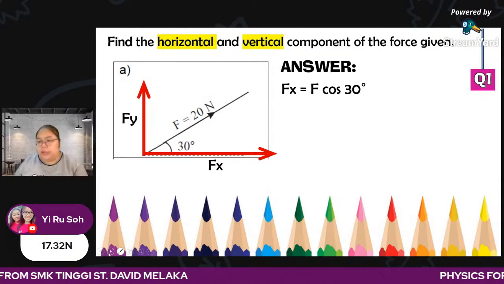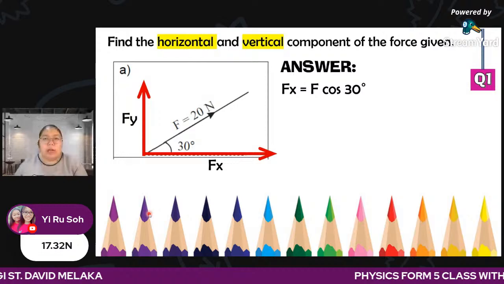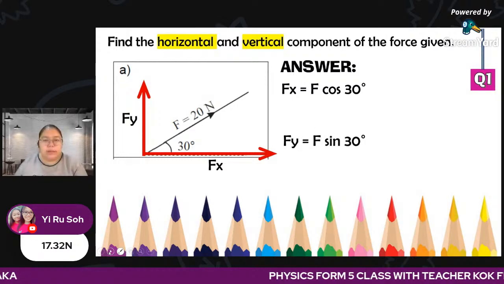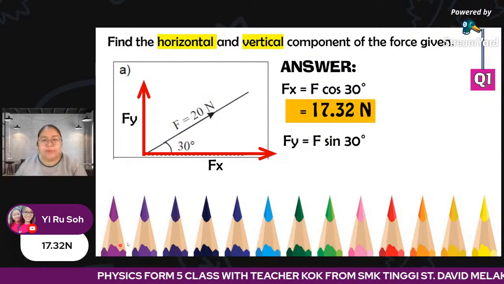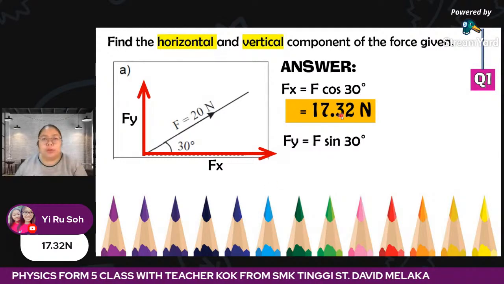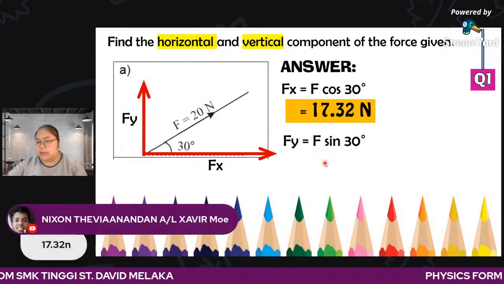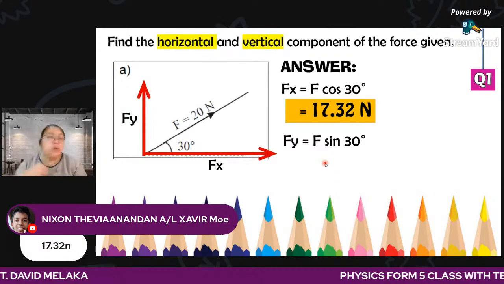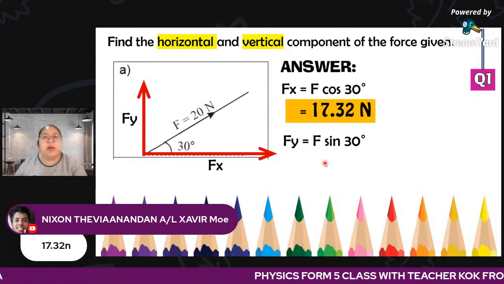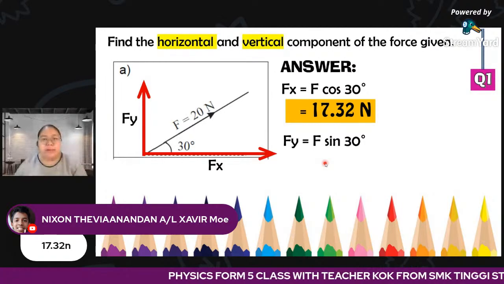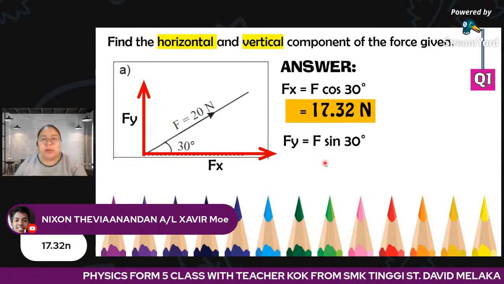Okay, then Lin Han also the same. Then Eric Chu also the same. So for the Fy we use sine. So I show the answer: 17.32 Newton. And the next one, you are also correct. 17.32 Newton, and Newton must be a capital N. Then the next one for the sine must be, okay, correct.